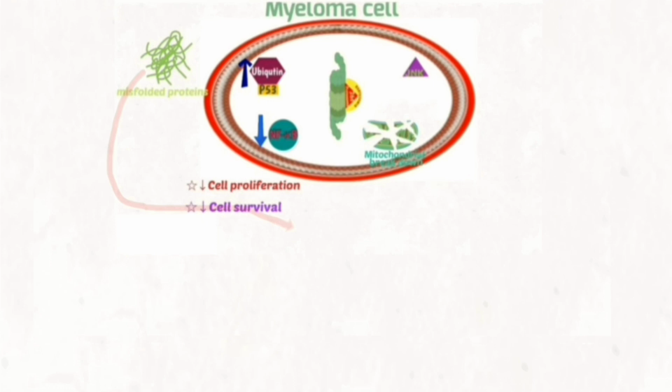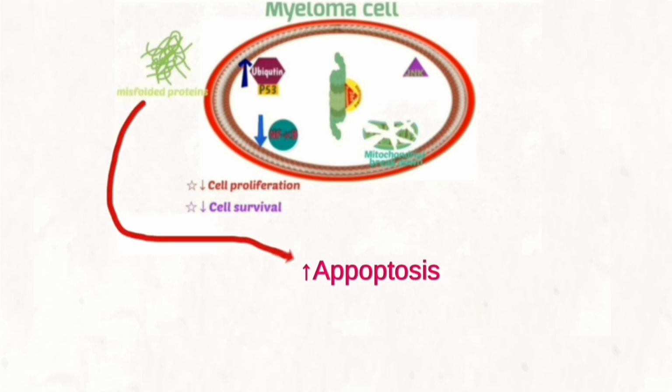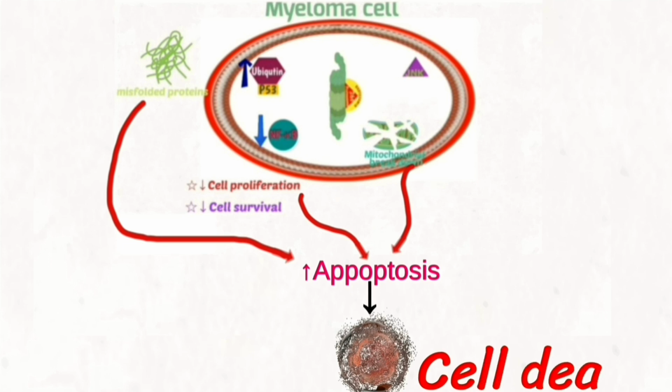And all these, misfolded protein, decreased cell proliferation, decreased cell survival, and mitochondrial breakdown, may lead to increased apoptosis, and at the end cell death occurs.